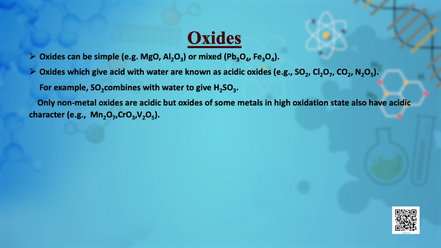For example, sulfur dioxide combines with water to give sulfurous acid. In general, only non-metal oxides are acidic, but oxides of some metals in high oxidation state also have acidic character. For example, oxides of manganese and chromium oxide.